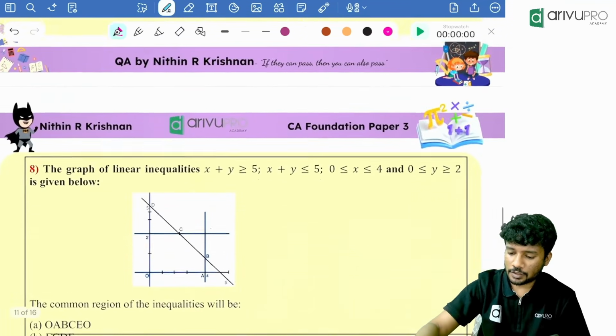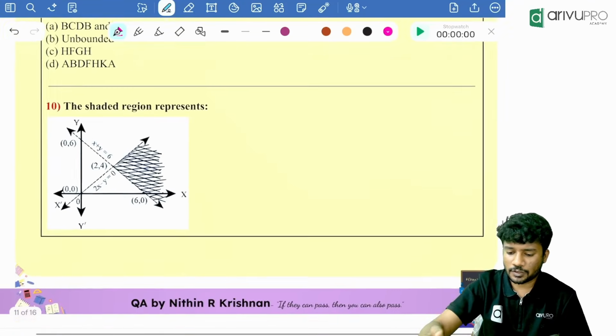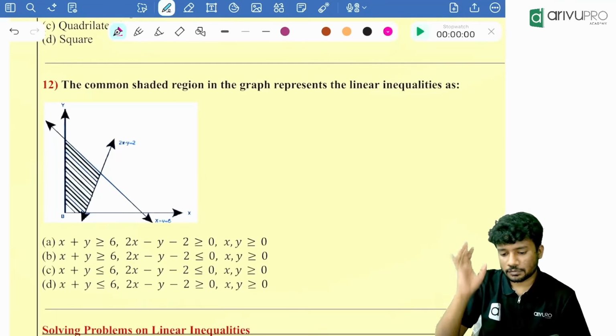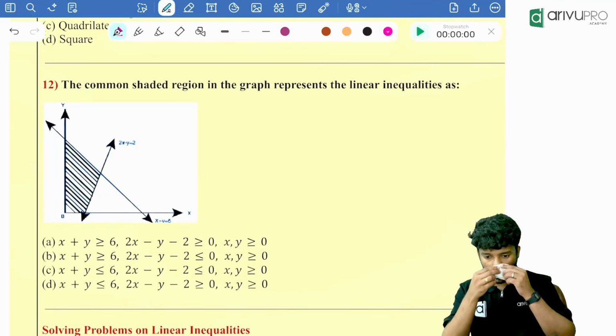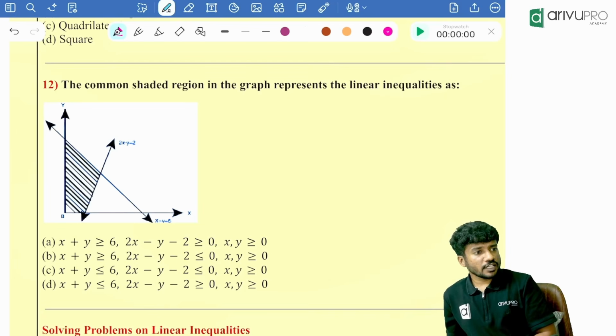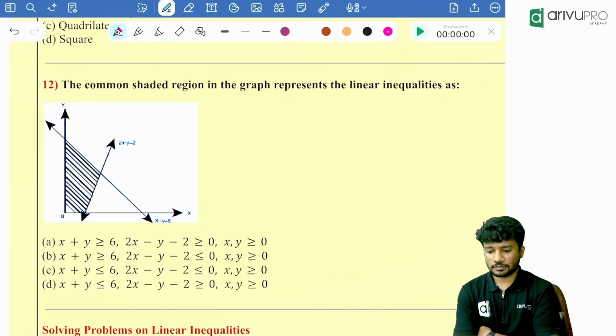Next one, Pakungo, I'll give this question. The common shaded region in the graph represents the linear inequality as what? Which option is the answer? Okay, Pujita, we will check. Good. X and Y are greater than or equal to 0. Correct. Yes, that is given in all the options.